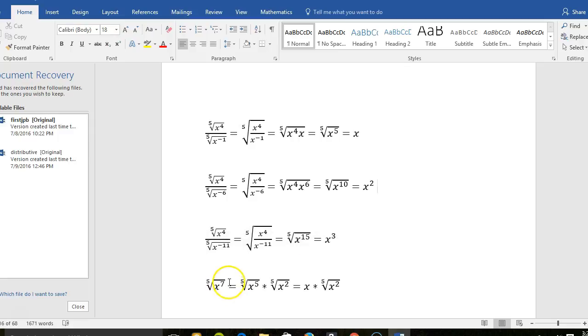Okay, so there's that. Now, how do I handle one like this? The fifth root of x to the 7th. Now, we want to break up 7. The biggest multiple of 5 that will go into 7 is 5 itself. So we break up 7 into 5 plus 2.